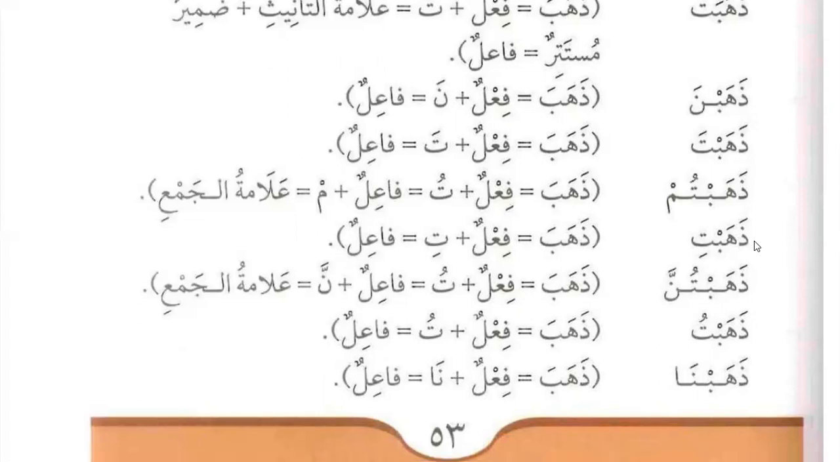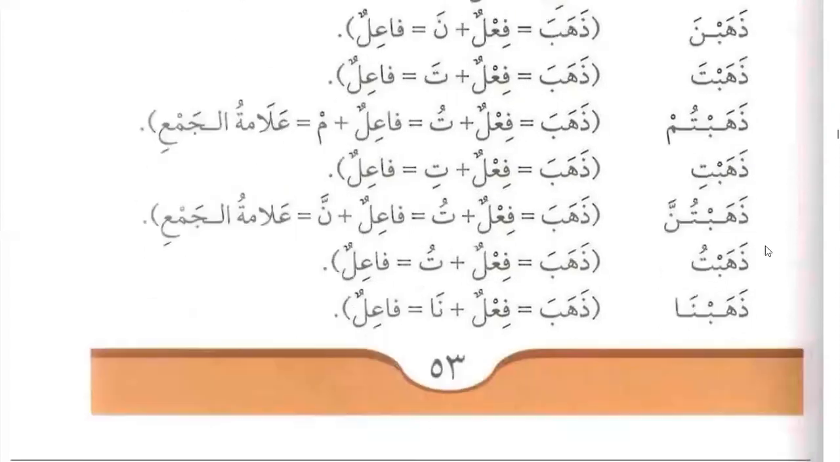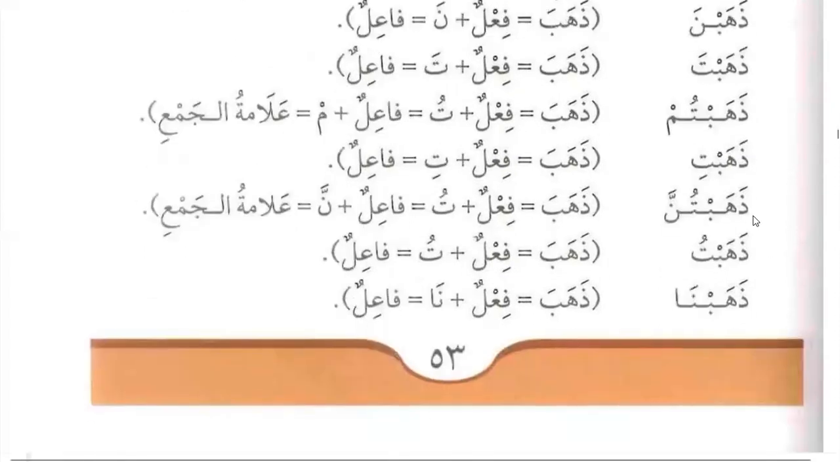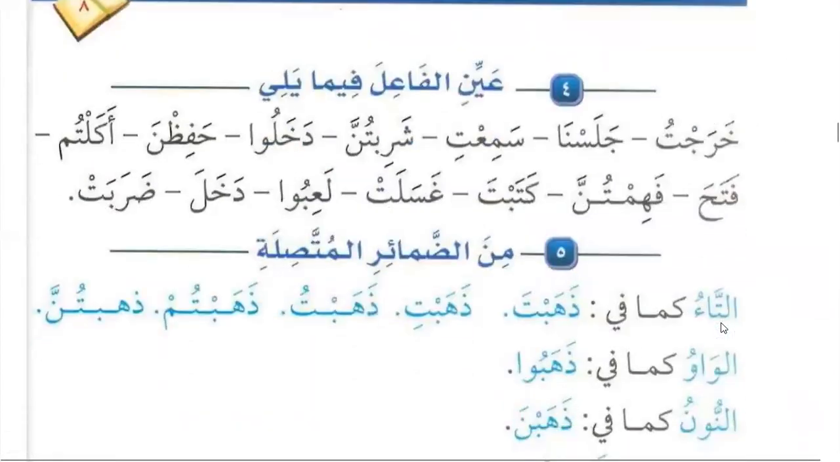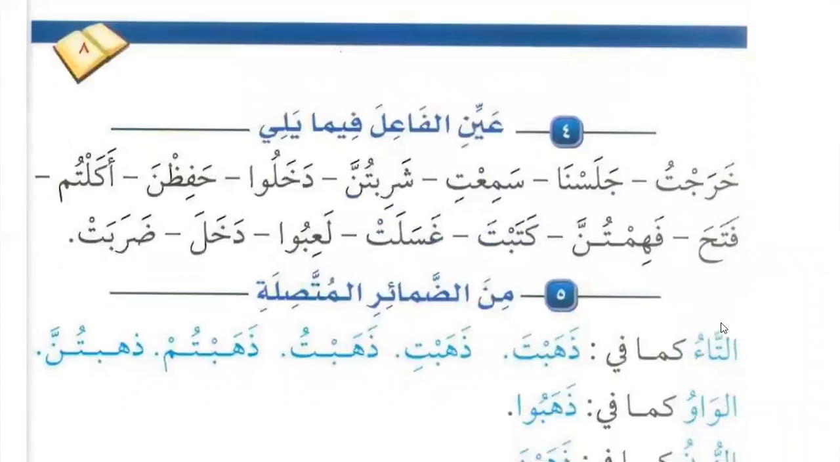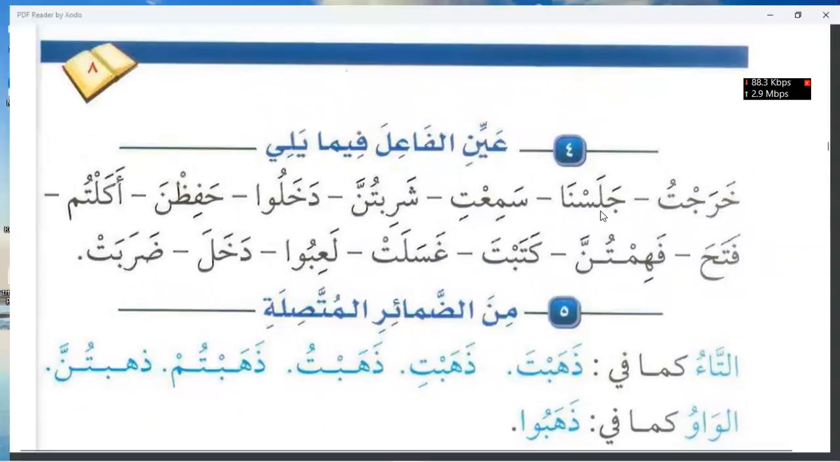Jahabti is you went for feminine, and then jahabtunna is you all went, plural feminine, and then jahabtu, I went. And then jahabna, we went. Point out the doer in each of them. So I will keep it simple for you.